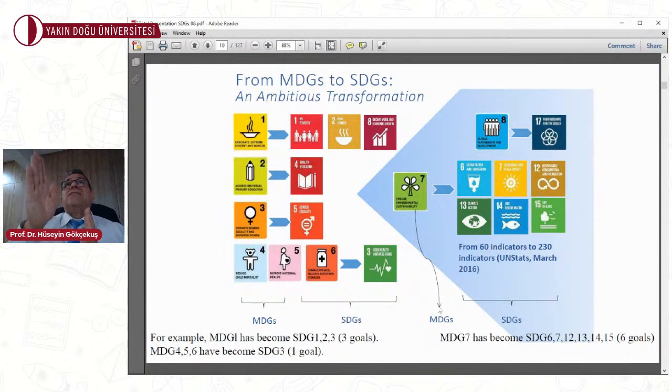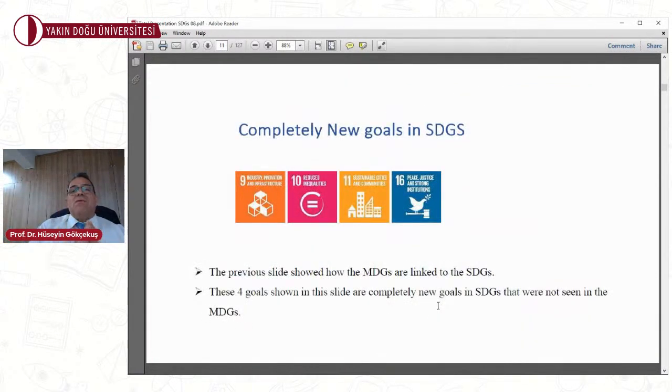From MDGs to SDGs, an ambitious transformation. For example, MDG 1 has become SDG 1, 2, 3 goals. MDG 4, 5, 6 have become SDG 3, 1 goal. On the other hand, MDG 7 has become SDG 6, 7, 12, 13, 14, 15, 6 goals. Completely new goals in SDGs. The previous slide showed how the MDGs are linked to the SDGs. These 4 goals shown in this slide are completely new goals in SDGs that were not seen in the MDGs.